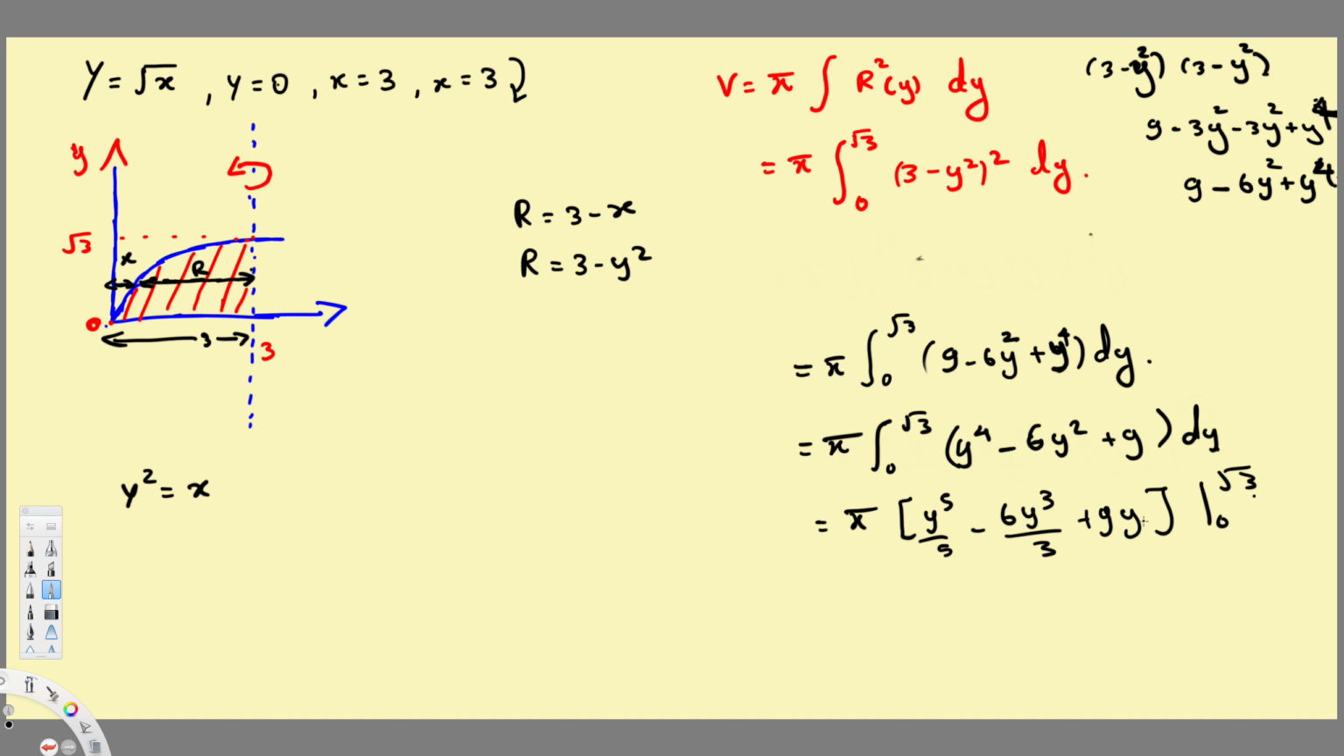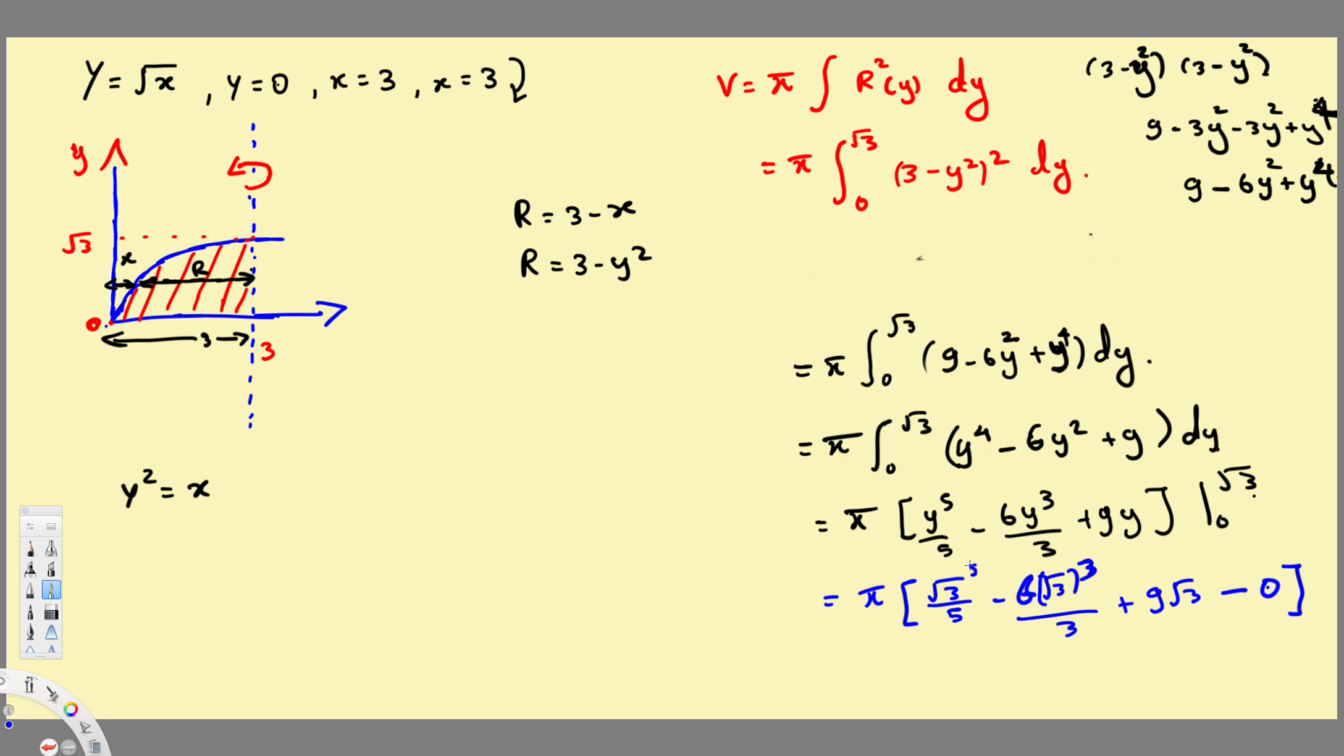So now we have done the integration. Now let's apply root 3 and 0 and find the final answer. Let's see what happens if we apply root 3. First of all, we are going to have root 3 power 5 divided by 5 minus 6 times root 3 cubed divided by 3 plus 9 times root 3. And the other one is going to be just 0, because if you apply 0 for y, every term is 0, the whole thing is 0. So we can just put 0 right here.